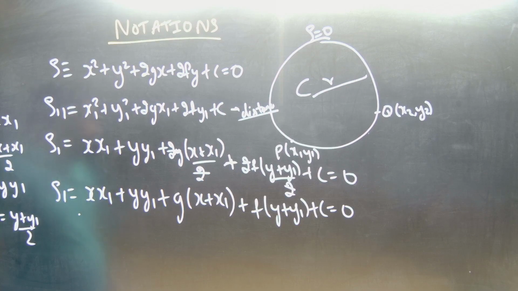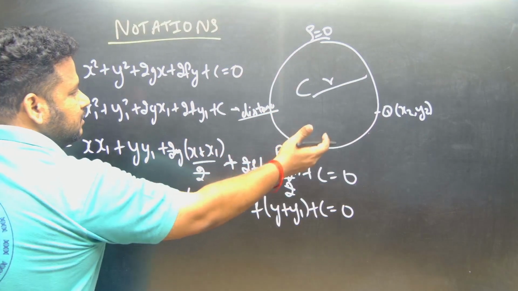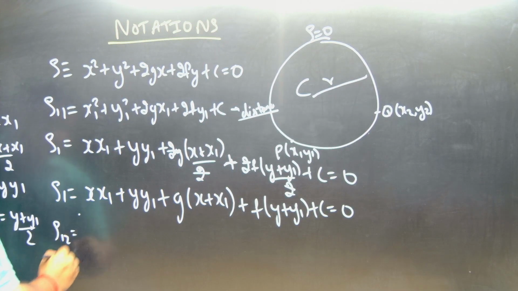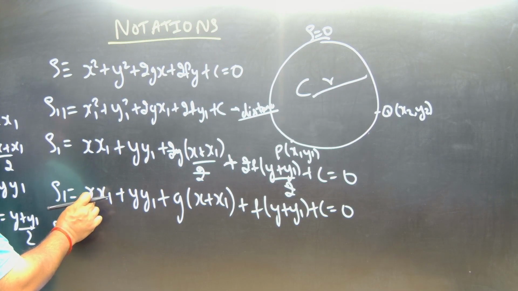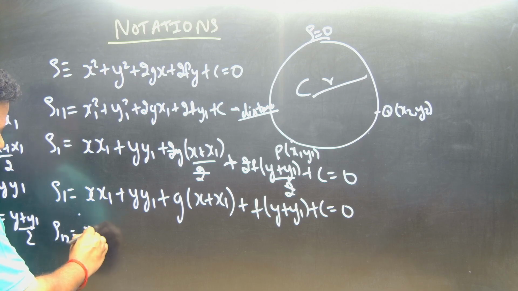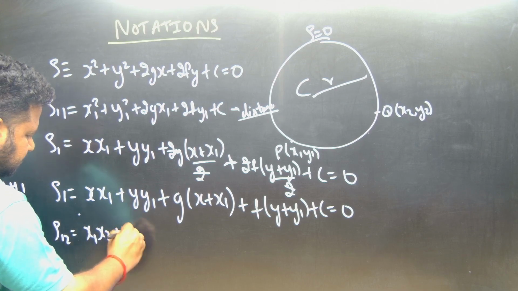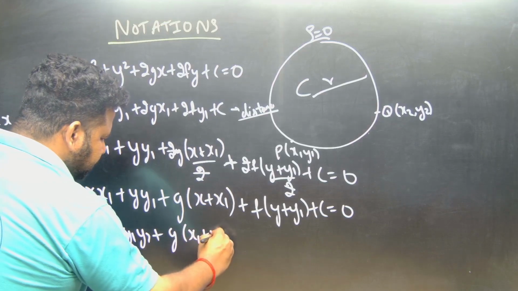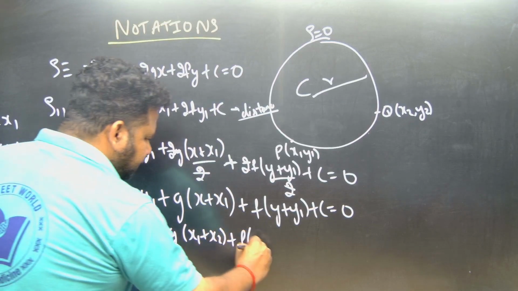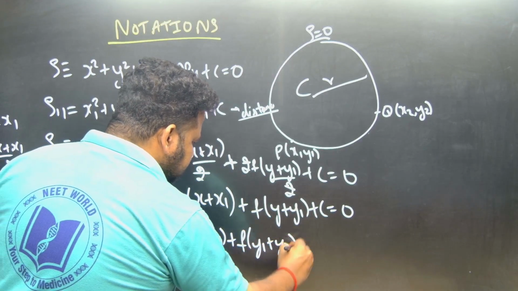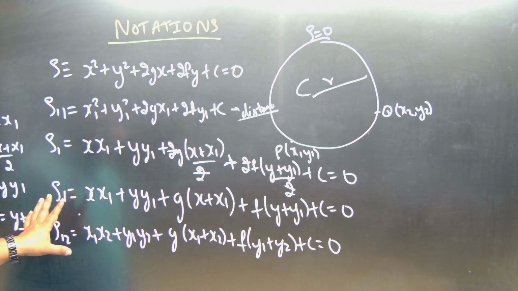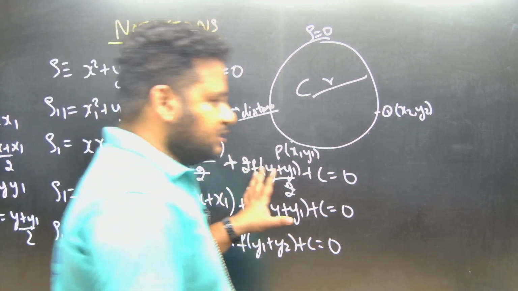This is S1. Now, sometimes I have given another point, Q (x2, y2). Sometimes you may have to find S12. S12 means instead of writing xx1, you write x1 x2 plus y1 y2 plus g into x1 plus x2 plus f into y1 plus y2 plus c is equal to 0. This is also important. You must know this. Clear, friends?